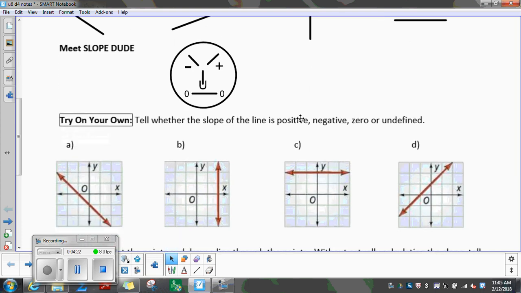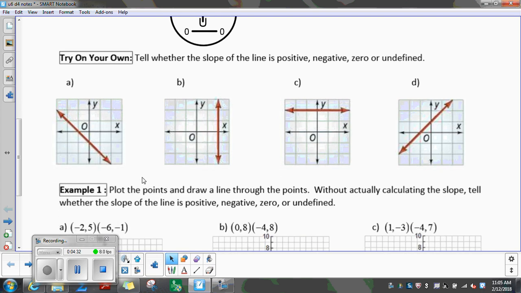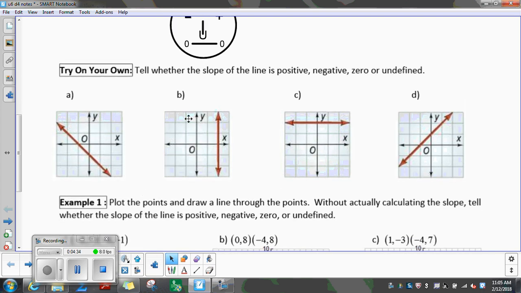Okay? So you guys are going to try these on your own and tell whether the slope of the line is positive, negative, zero, or undefined. You can just write it next to the letter, and you can abbreviate it if you want, too. So that one you're going to try on your own. You can either do it now and pause the video or come back to it.